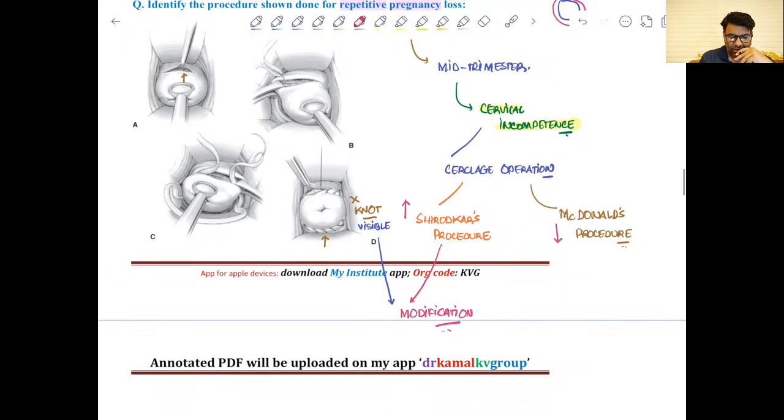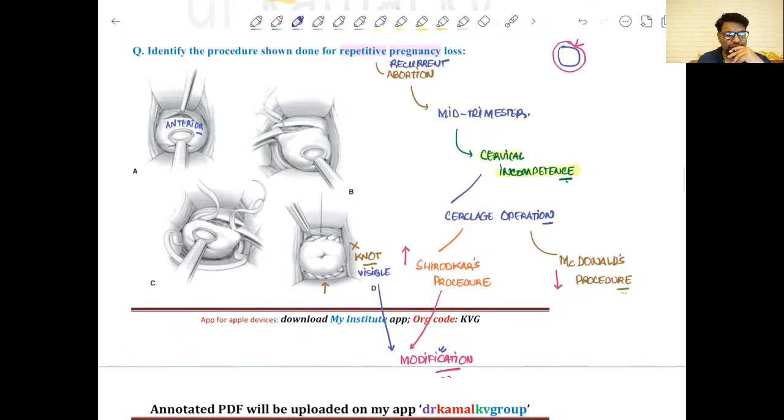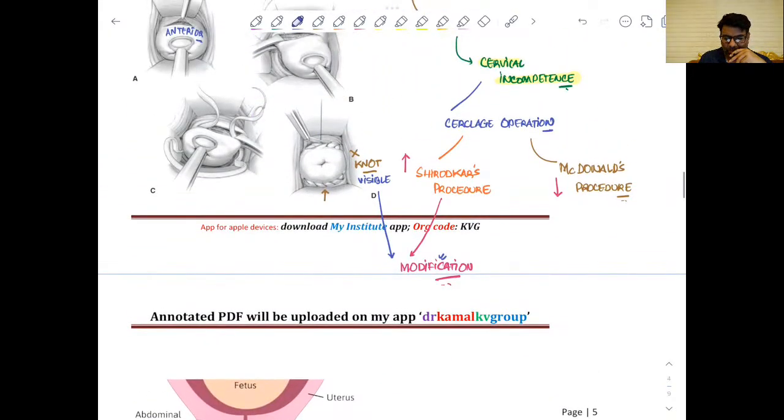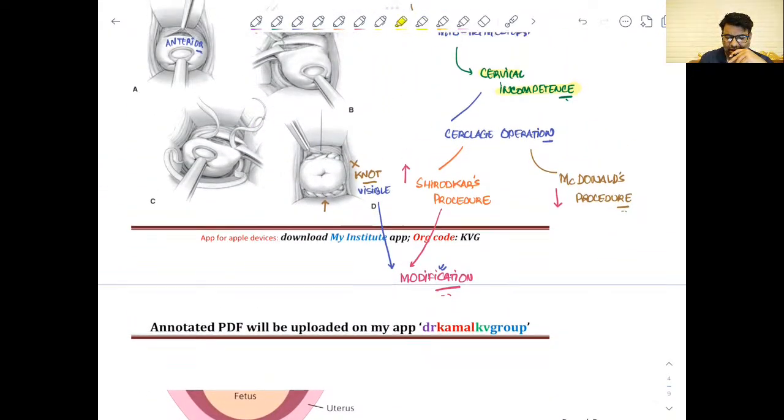And we are just operating on the anterior aspect. Clear? So we are just operating on the anterior aspect and higher up towards the internal os. So it is Shirodkar, and the knots are not visible, so you can say it is modified Shirodkar. Okay, again, this is a very tough question, and unless you have assisted somebody, it's a little difficult to answer. But yes, the topic is very important, that is cervical incompetence.